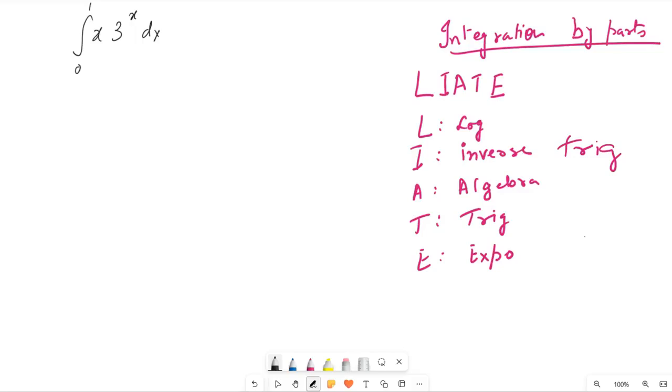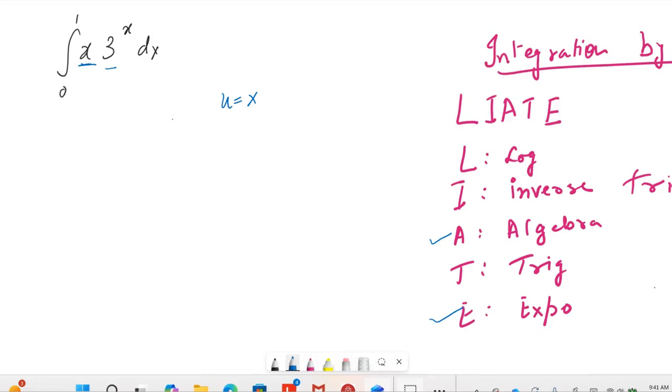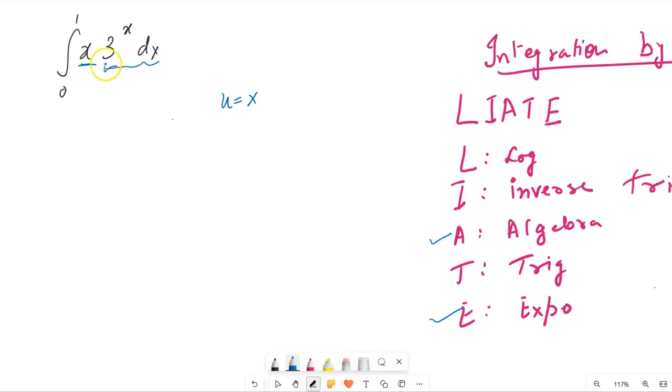Let's practice one more integration by parts problem. Here we have x times 3^x dx. Let's look at the functions. The first function is x, which is an algebraic function, and the second function is 3^x, which is an exponential function. So algebraic comes first. That means our u would be x, and the remaining portion, this 3^x dx, becomes dv.